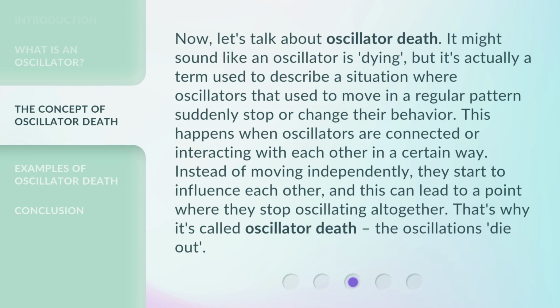Now, let's talk about oscillator death. It might sound like an oscillator is dying, but it's actually a term used to describe a situation where oscillators that used to move in a regular pattern suddenly stop or change their behavior. This happens when oscillators are connected or interacting with each other in a certain way. Instead of moving independently, they start to influence each other, and this can lead to a point where they stop oscillating altogether. That's why it's called oscillator death. The oscillations die out.